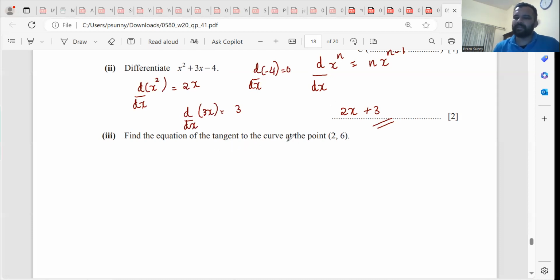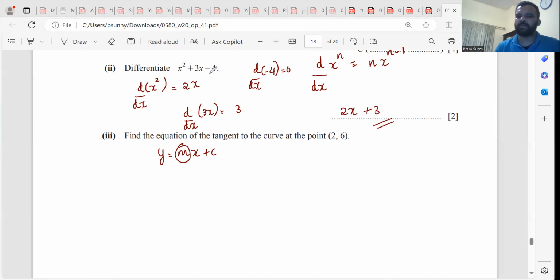Find the equation of a tangent. Tangent means it is a straight line. So this is the third part. Find the equation of a tangent to the curve at the point 2, 6. Since it is a straight line, we know the standard form of equation of a straight line is y is equals to mx plus c. So we can find out the gradient. Gradient is basically the derivative.